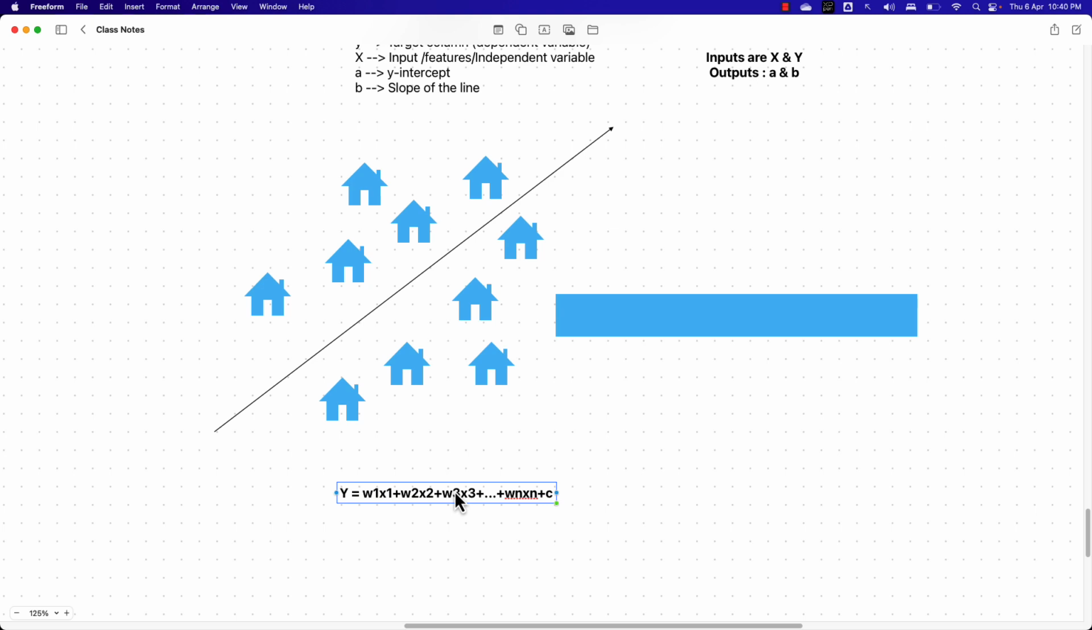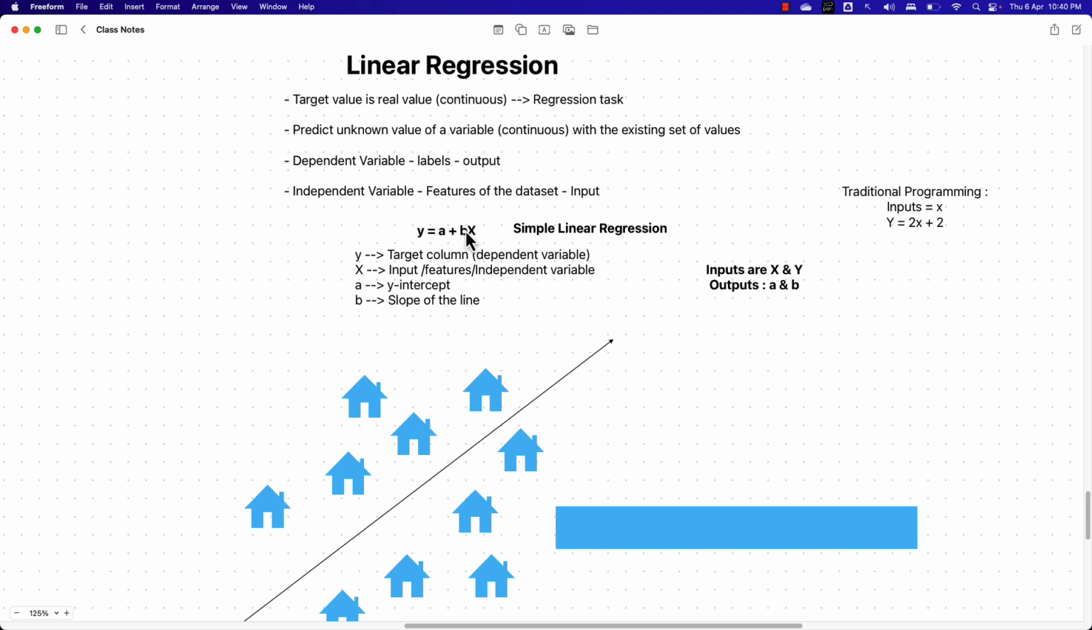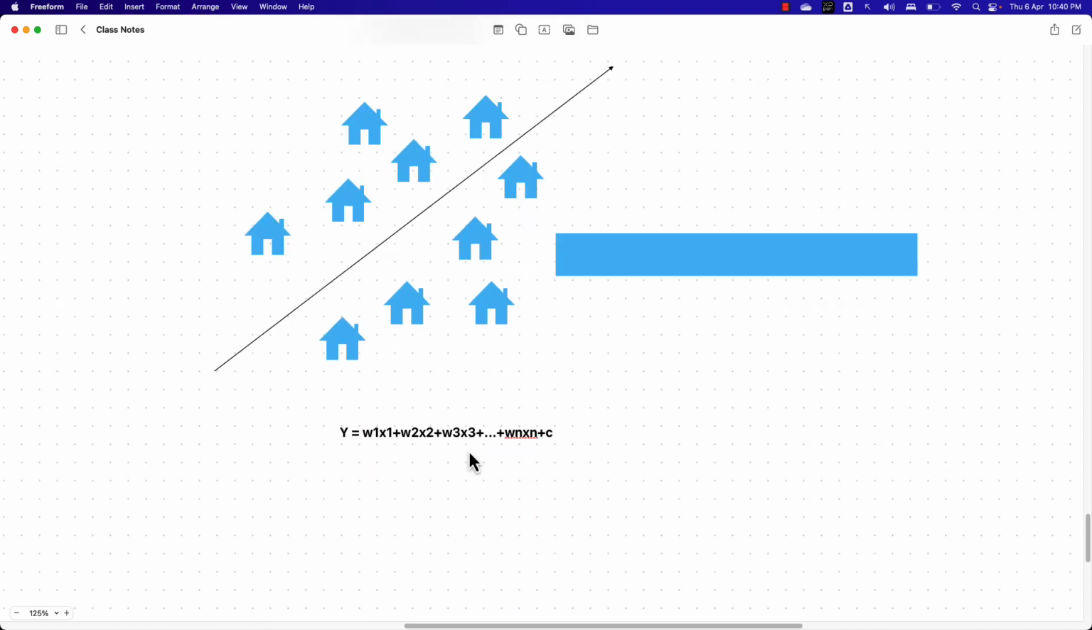So the key takeaway from this video is that in linear regression, the target value will be a continuous value, and the relationship between x and y is represented with the help of y is equal to a plus bx, considering I have a single independent variable. With this equation, we find the relationship between x and y, and if I have multiple features, it is expressed with the help of the multiple-feature equation.